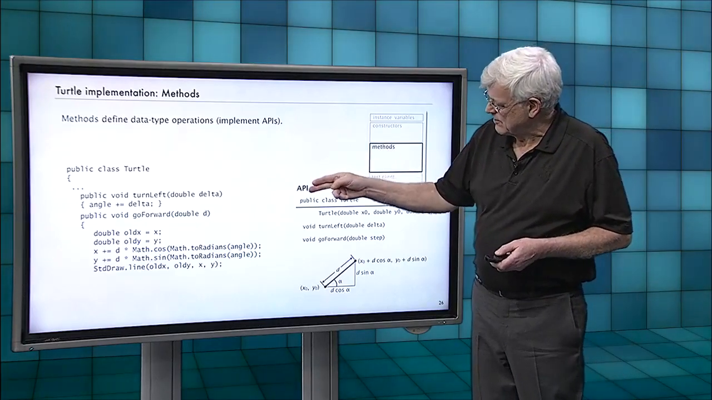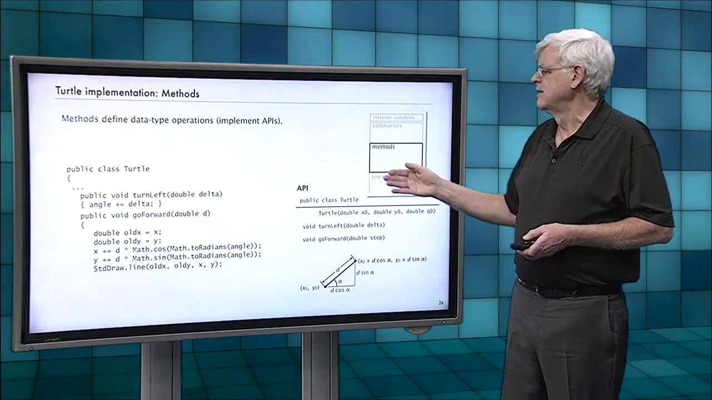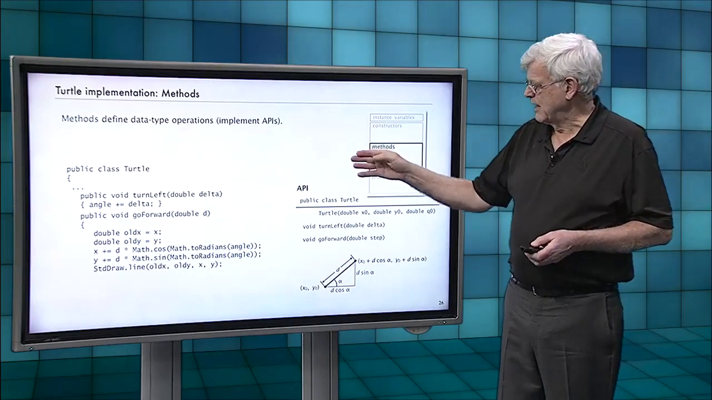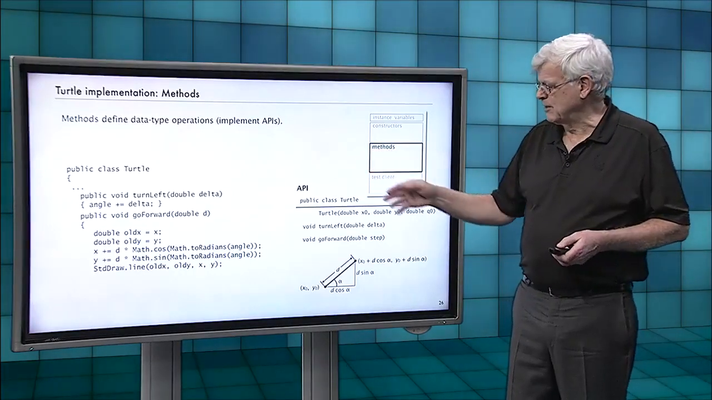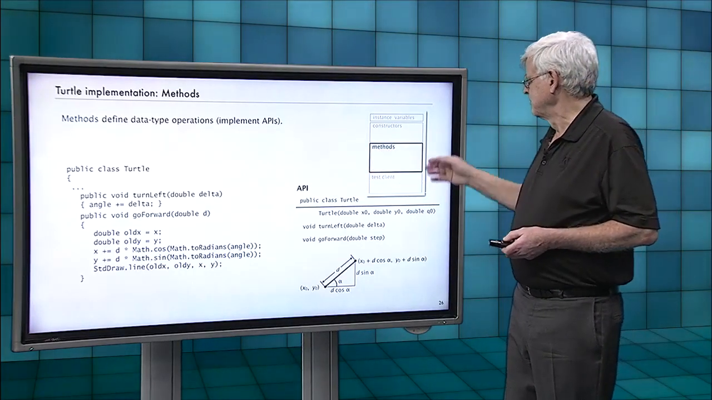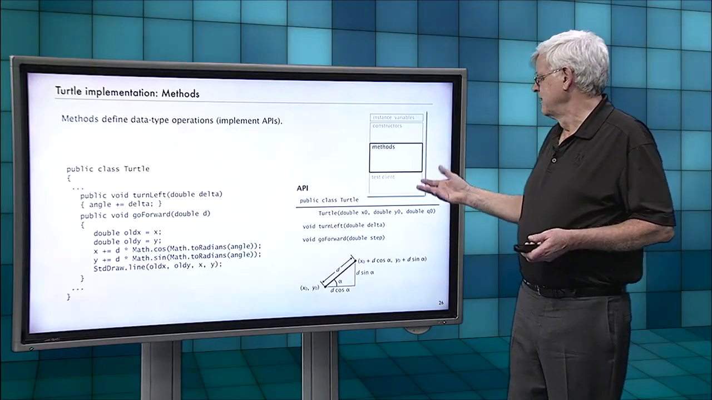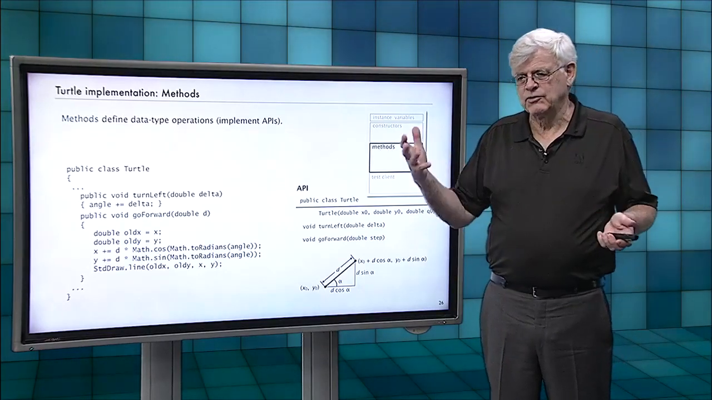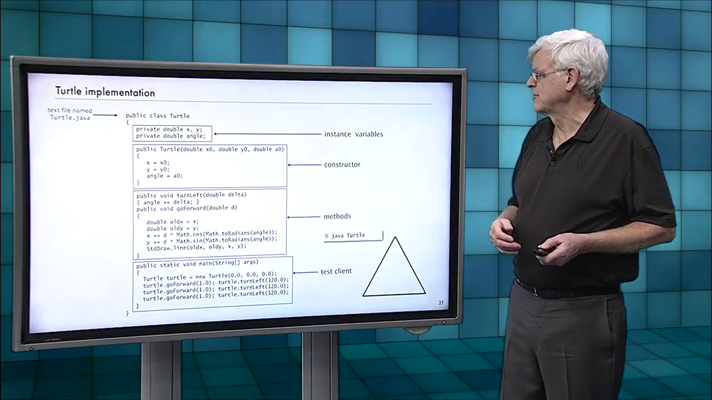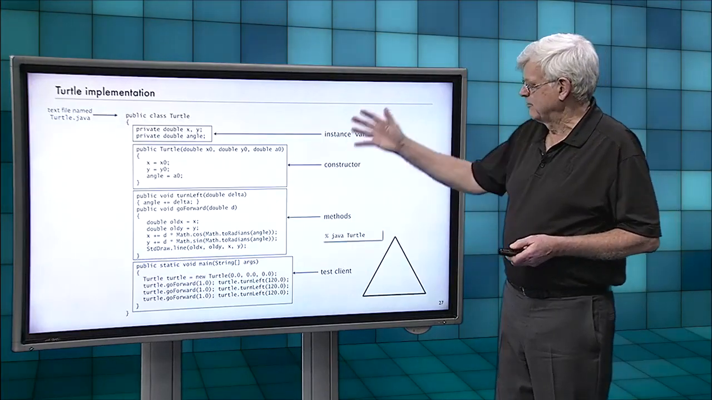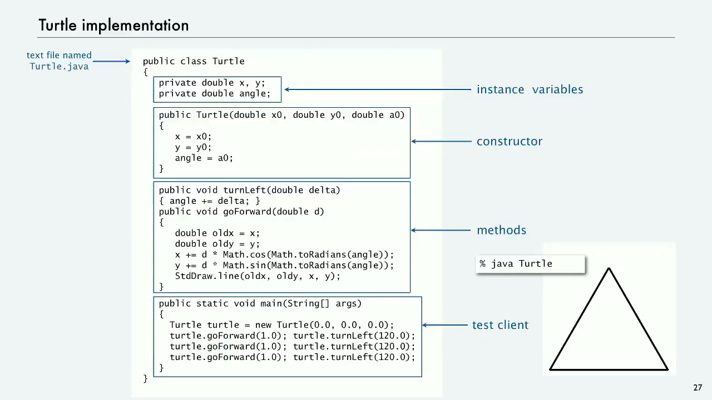And again, this code inside the method is referring to x and y without having declared them. That's because they're instance variables. So those are our methods, and now we have the availability of a turtle graphics package with just this simple interface. That's the full implementation summarized just as before: instance variables, constructor, methods, and then a test client that draws a triangle.